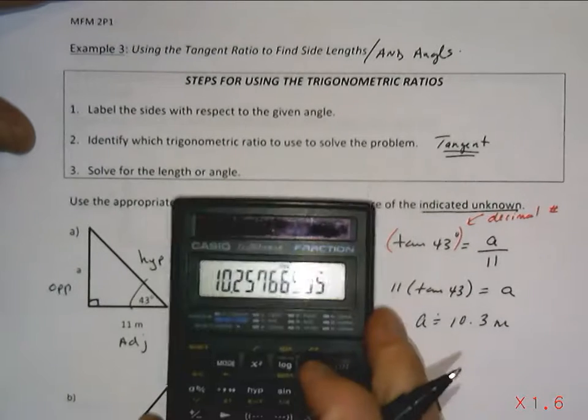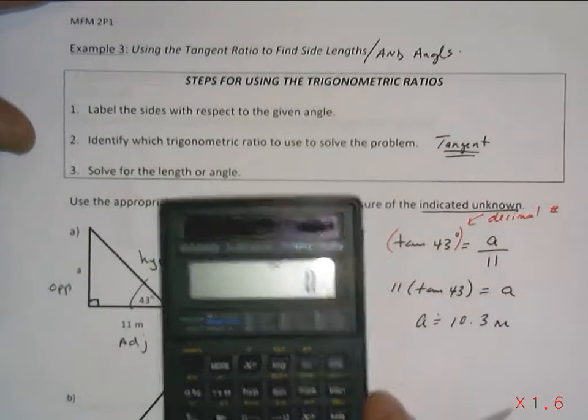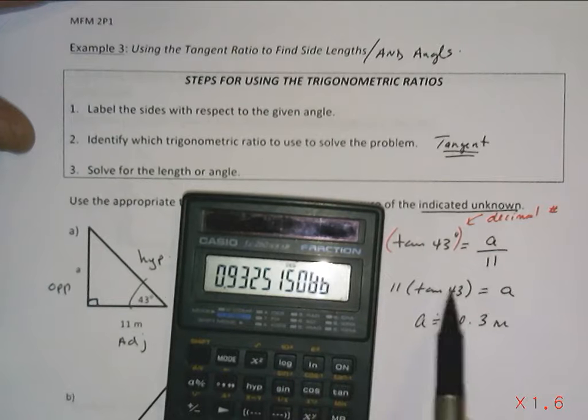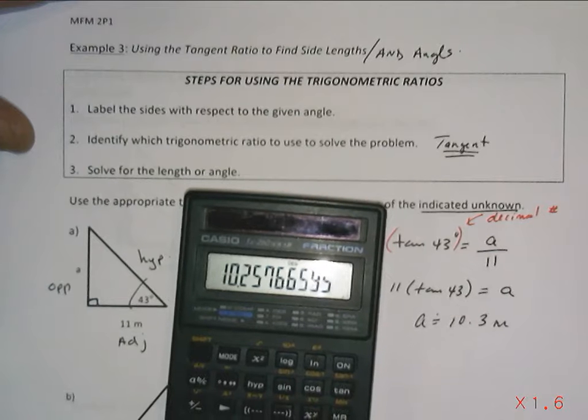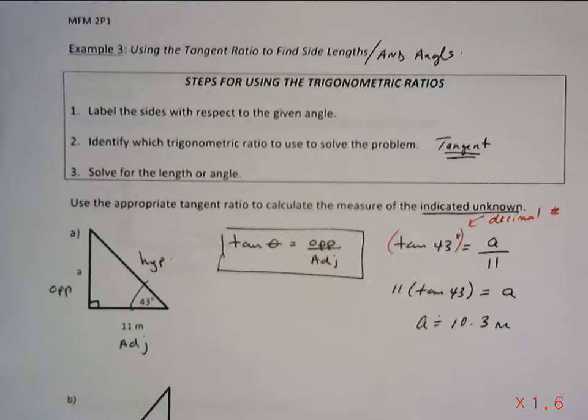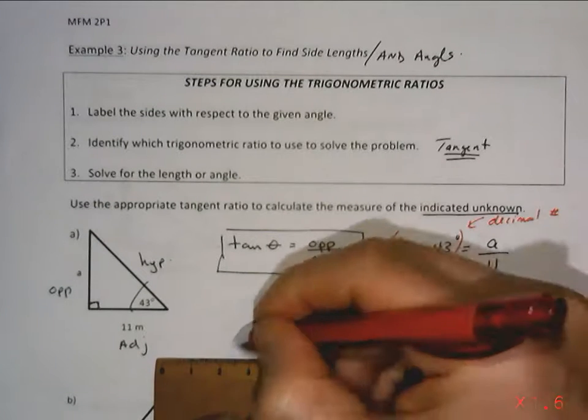Now the other order to do that in, if you'd rather, is take 43 tan, and that way you can see that decimal, and then multiply it by the 11. And that gives you your 10.3 again. Both are fine. Okay, next one. I'm just going to draw a line through them so that we can see the difference when we're looking back.